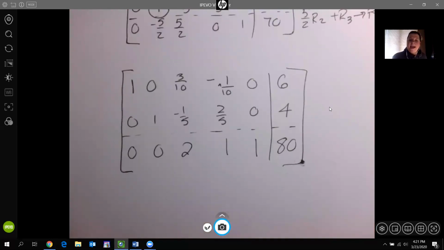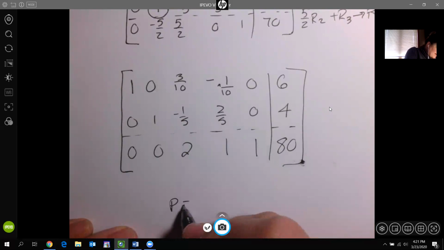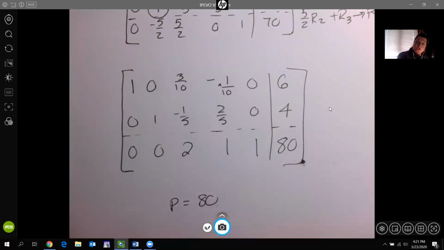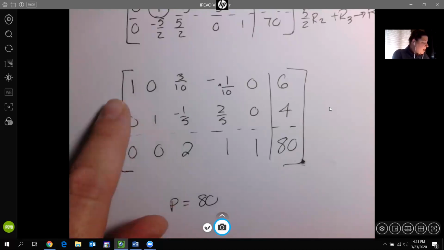Okay, ta-da! We have no more negative indicators. Such a pain, lots of steps, I get it, but go slow, make sure you don't make any mistakes on any of your numbers. So the last row, we now have our optimal solution, and that'll be a profit of $80. Now this is a traditional simplex, so that means that our answers are up here.